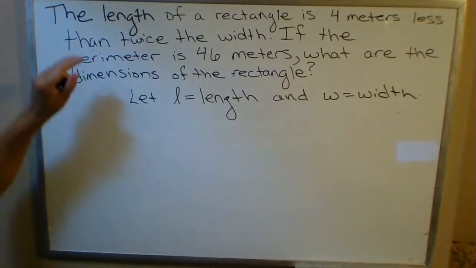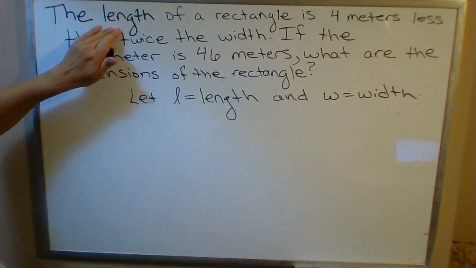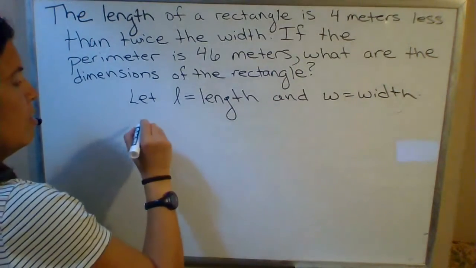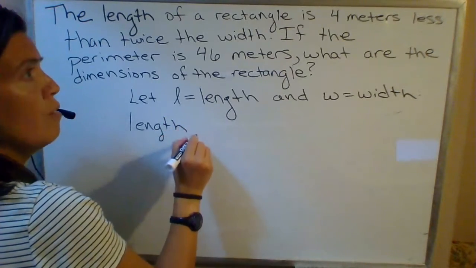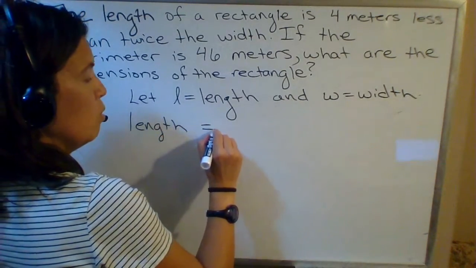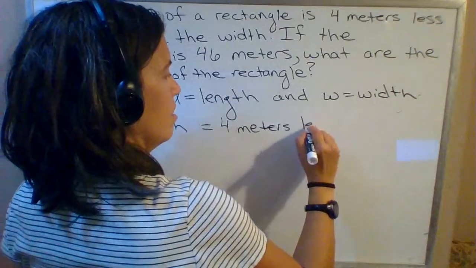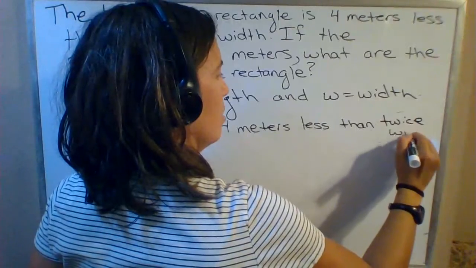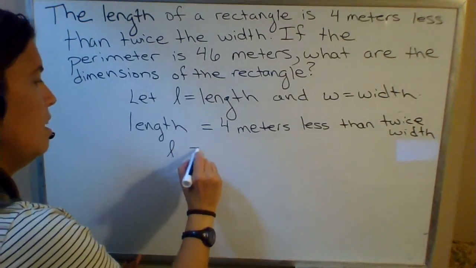Okay, and then we can go sentence by sentence here and try to turn the words into equations. So starting with this first sentence, the length of a rectangle is 4 meters less than twice the width. If we want to write the equation in words first, this boils down to: length of the rectangle is, so equals, 4 meters less than twice the width. So length is L equals.